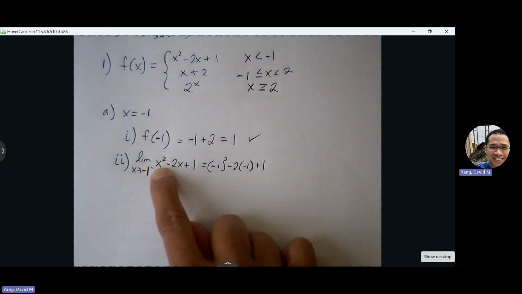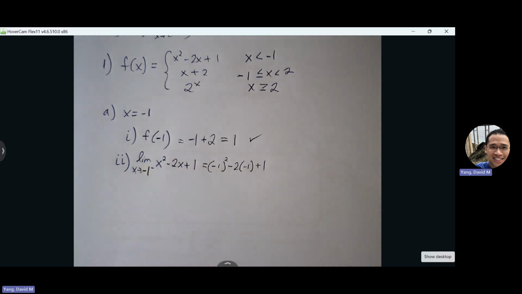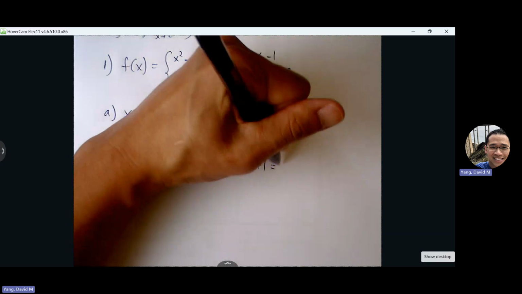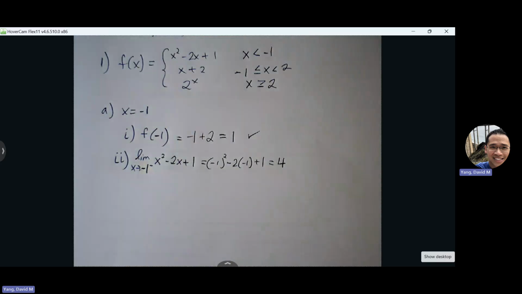Don't worry about that one-sided limit. That's just notation for now. Plug in the -1, see what we get. We get 1 plus 2, which is 3. 3 plus 1 is equal to 4. So we know that from the left side of -1, the graph is headed towards 4.